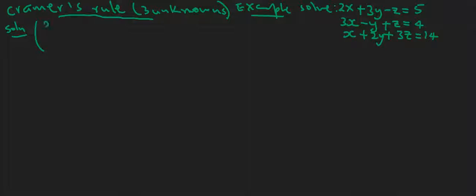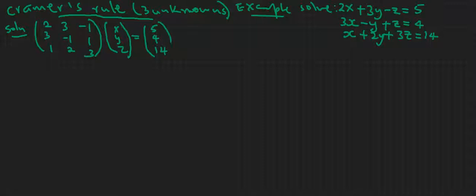So the coefficients of x are 2, 3, 1. The coefficients of y are 3, -1, 2. And the coefficients of z are -1, 1, and 3. So this is our coefficient matrix. And the variables are x, y, and z. That's the variable matrix. And the constants are 5, 4, and 14.